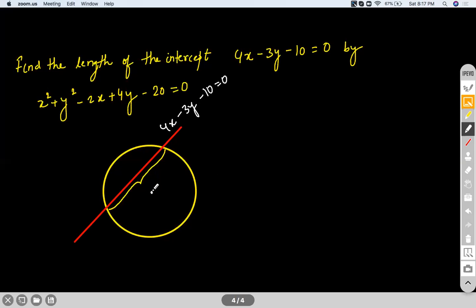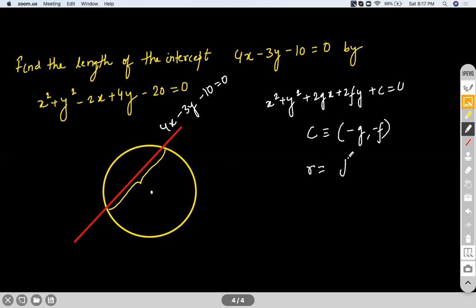What is the center of this circle? I didn't specifically find that. Yeah, it's 2 and -4. No, that is if it's in the form of x minus h whole square plus. Oh yeah, my bad. See, if the circle is in this form, center is given as minus g, minus f, and radius is under root of g square plus f square minus c.